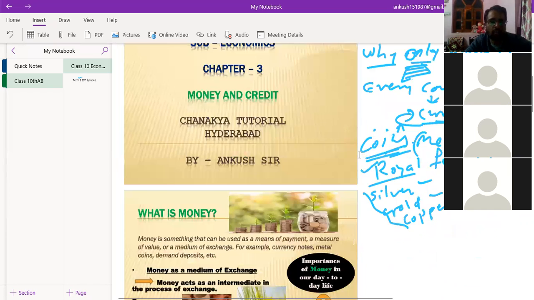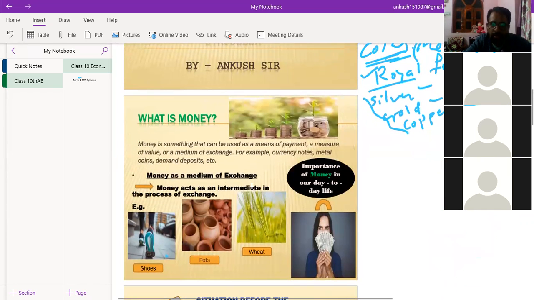As you can see here, look at this. Is it visible there? Yes, sir. What is written here? Money is something that can be used as a means of payment, a measure of value, or a medium of exchange. For example, currency notes, metal coins, demand deposits, and all. Everything we are going to study here is explained in these two lines. Even when we study banks, the word demand deposit will be used.